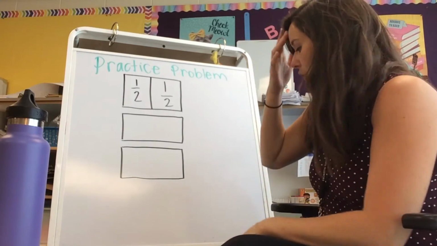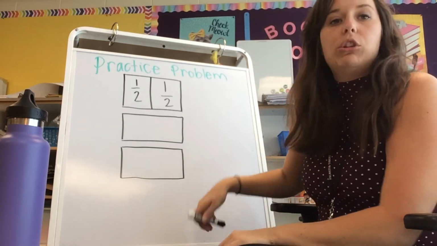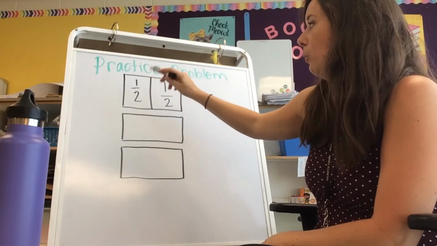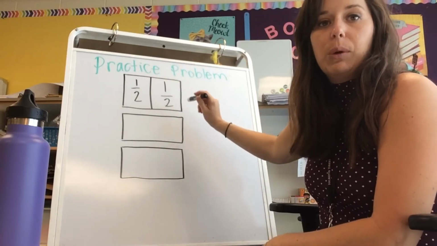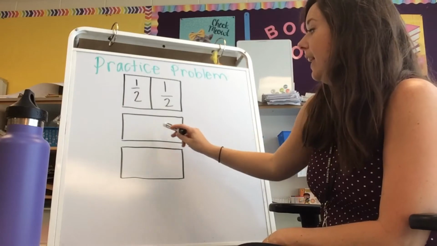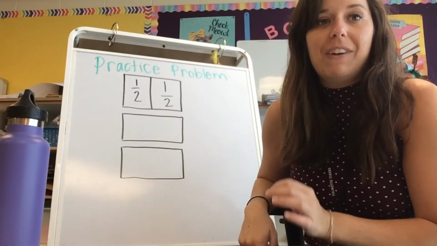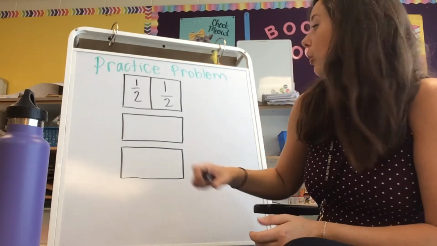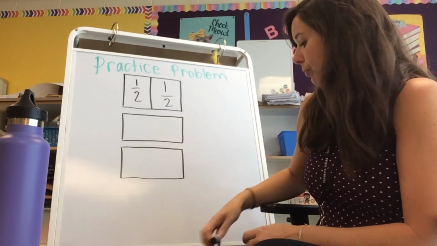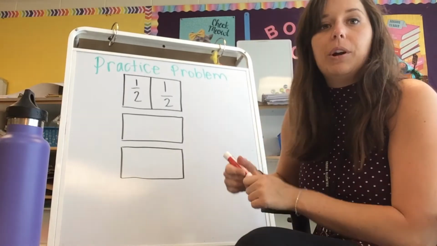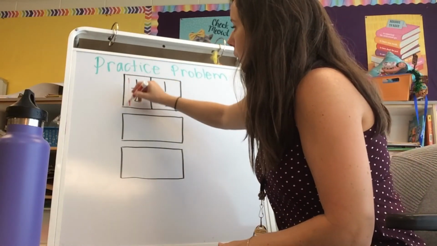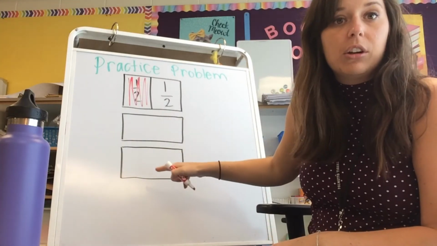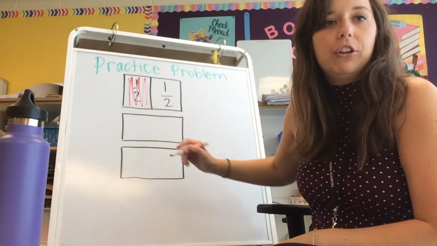Okay, so here is your practice problem. I want you to draw what I have up here. This model is showing one whole split into 1/2 and 1/2, okay? In the next 2 models, you are going to divide it again, split it up into equal parts. And then you are going to shade in 1/2. And of your equal parts here, you are going to shade in how much, okay?